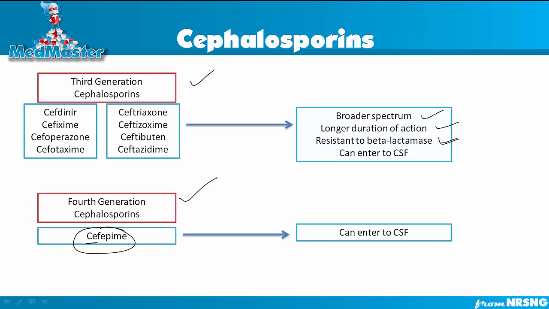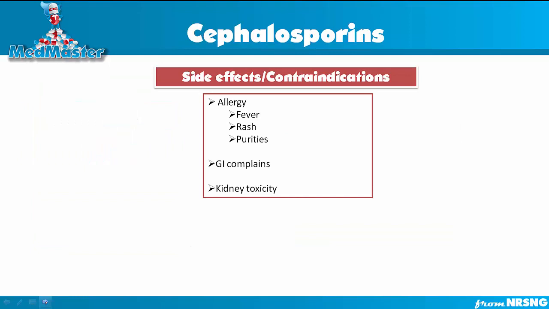Side effects are kind of the same as penicillin: allergy, fever, rash, pruritus. Instead of decreasing all the blood cells as penicillin does, this medication does not cause those decreases in blood cells, but it can cause GI problems, like stomach pain, diarrhea, and those kinds of complaints.